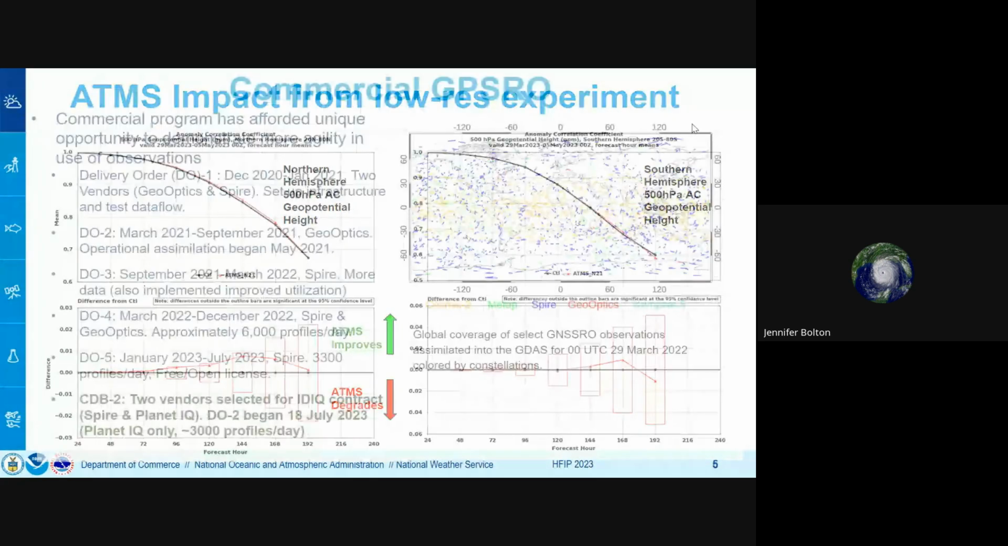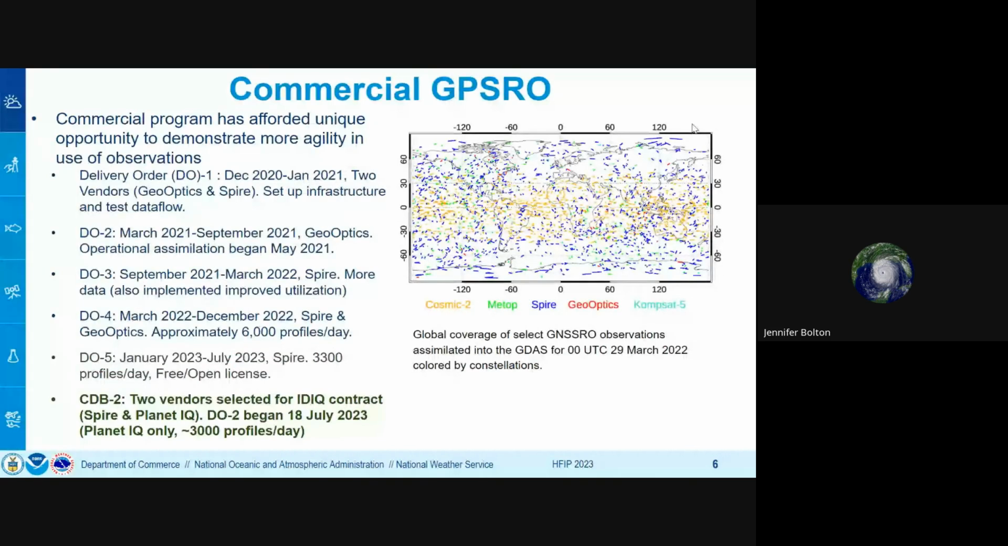Next slide. So I mentioned commercial GPSRO. Lydia's in the room. We're working very closely with her team and making sure that we keep up with what's happening with the commercial program in NESDIS. So this time series is all the operational changes we've made just in the last 3 years related to commercial GNSSRO. They're rolling new delivery orders under contracts and changing vendors and changing aspects, deciding what kind of licensing they're going to use. We basically have to have someone on retainer now dealing with the constantly evolving set of changes that are coming from these rolling contracts, from these data buys.